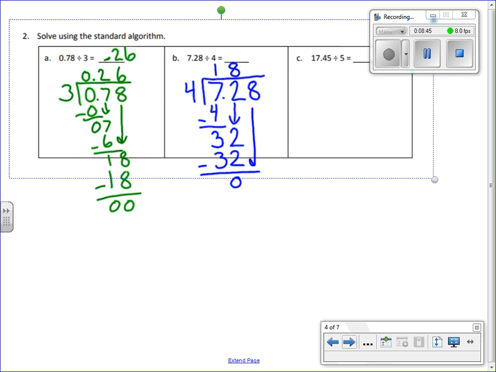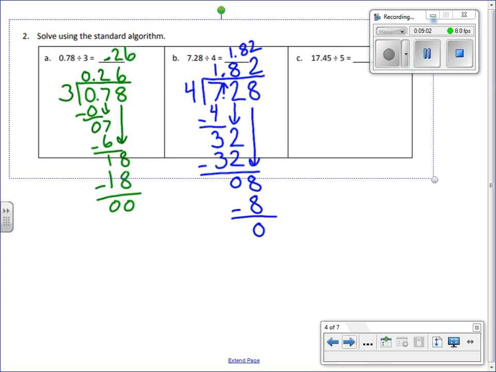Subtract. Bring down the 8. 4 can go into 8 twice, which is 8. Subtract, and I'm all done. Almost. Don't forget your decimal point. 1 and 82 hundredths is going to be the answer.